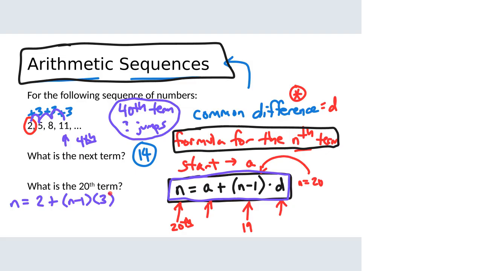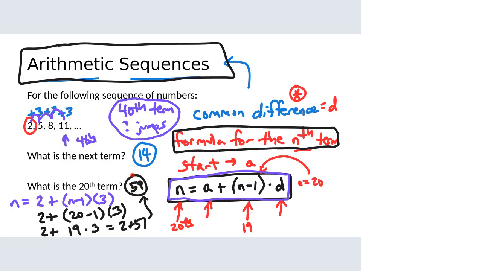If I want the 20th term, then I just need to plug in 20 and say, all right, the 20th term is going to be 2 plus 20 minus 1 times 3, which will be 2 plus 19 times 3, which is exactly what Joanne had for us a little while ago. 19 times 3, that's 57. So here I have 2 plus 57. So the 20th term is going to be 59.